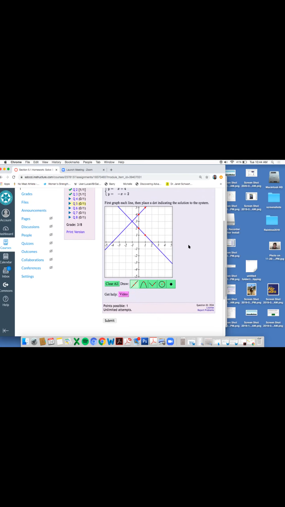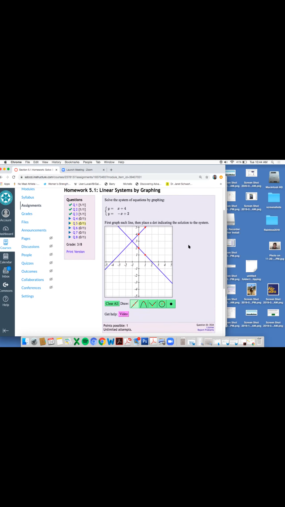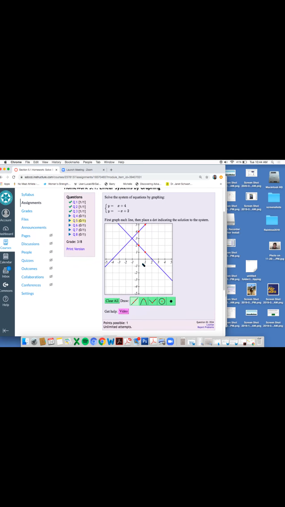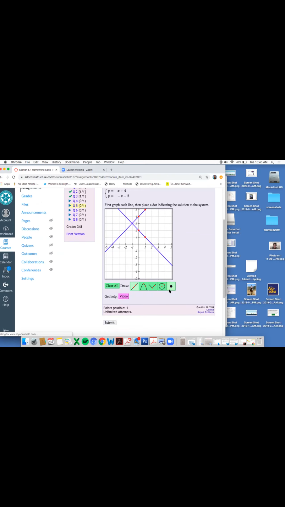And that's all it wants. It doesn't have a place where you need to give the solution, but if it asks you for the solution, it would be at x is -1 and y is 3. So -1 and 3. Okay, let's submit.